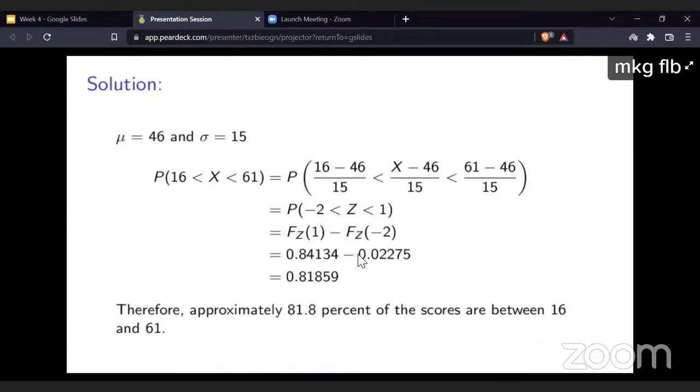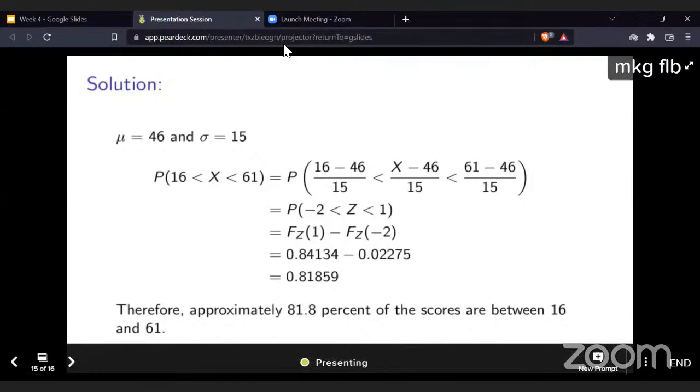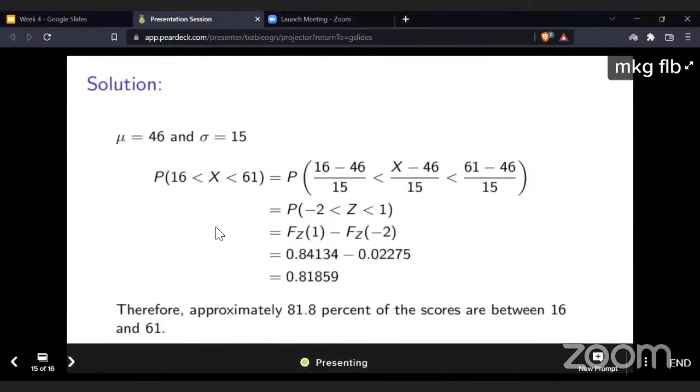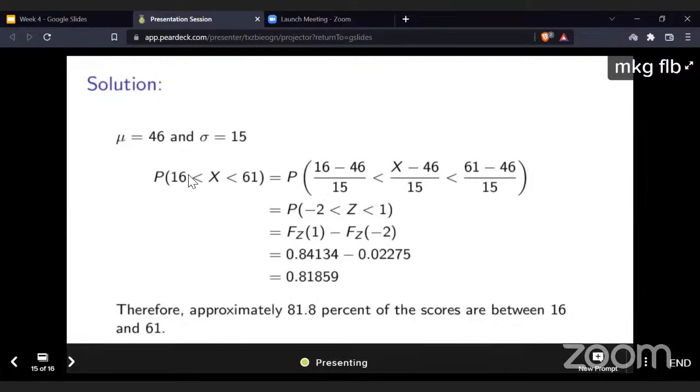Is it clear to everybody? Ma'am, one confusion. Here you have taken the probability that 16 minus 46 by 15, equal to the probability that minus 2 less than Z less than 1. Right? The first two steps are not clear, ma'am. Yeah. So 16 to 61, right?